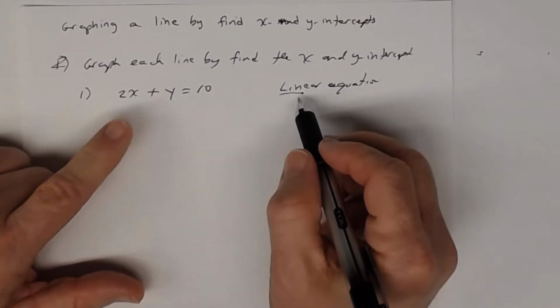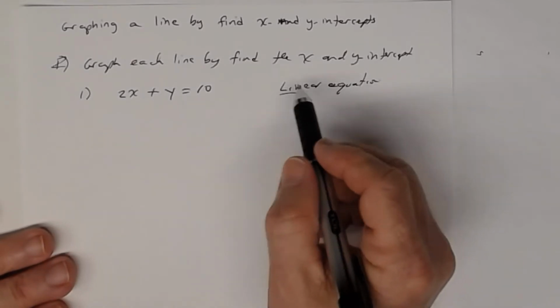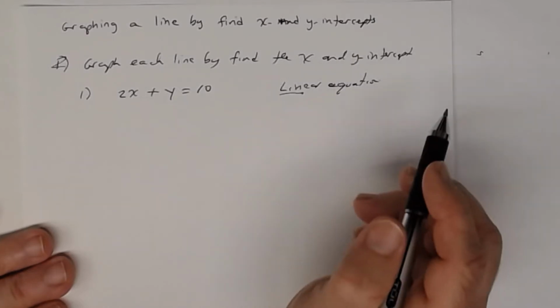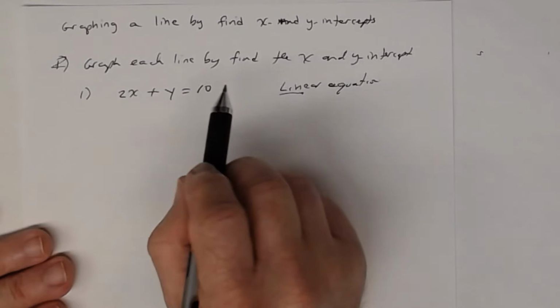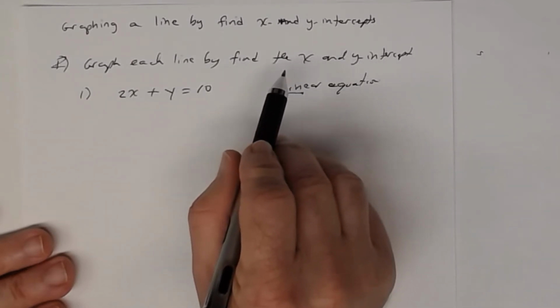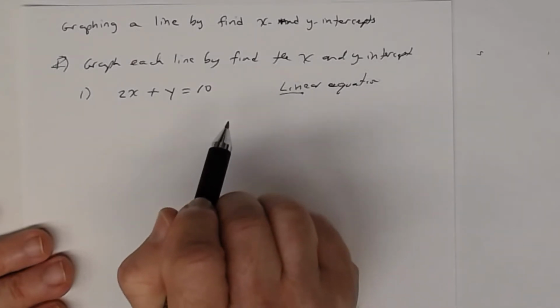Now to graph a line, we really just need 2 points. In this case, my 2 points are my x-intercept and my y-intercept. Always follow directions. The directions say to graph this line by finding those intercepts. Where does the graph cross the x-axis? Where does the graph cross the y-axis?